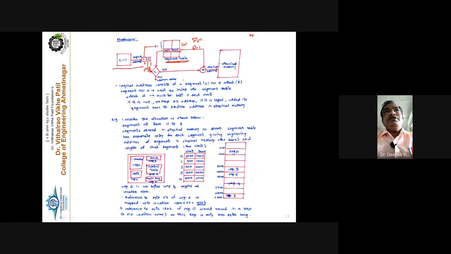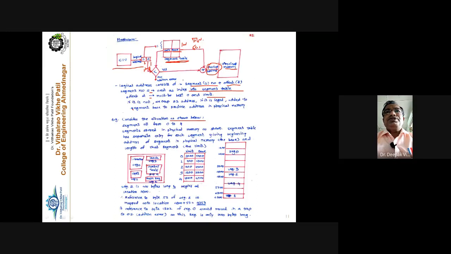By using this segment table, we find out the actual physical address for that particular segment, or for that particular program or process, and the program is loaded inside the physical memory with the help of this segmentation technique. So the logical address consists of segment number S and the offset D. The segment number S is used as an index into the segment table, and D must be between 0 and the limit, that is, the maximum size required for that particular segment.